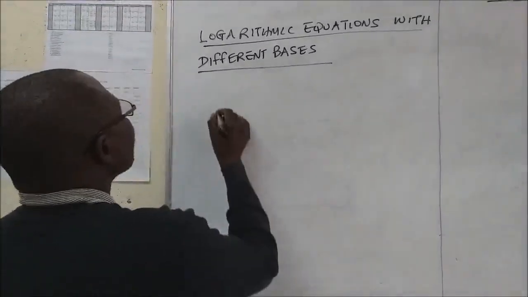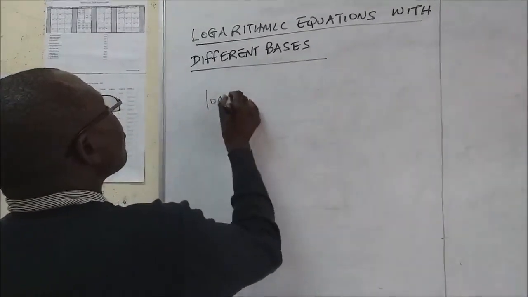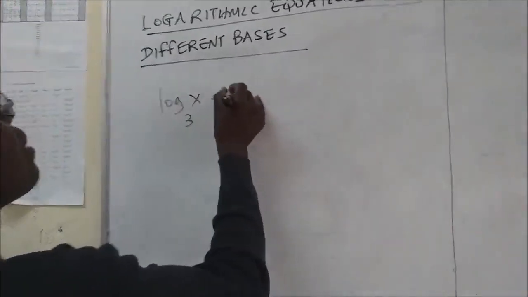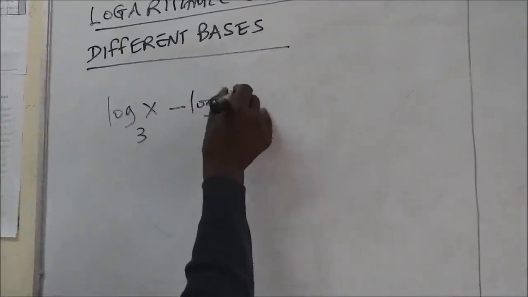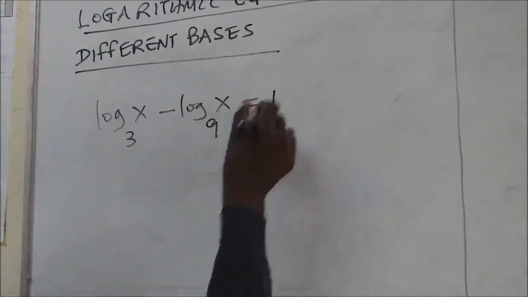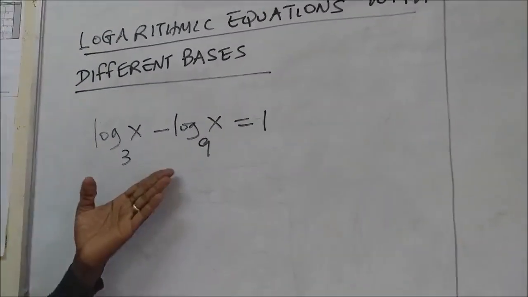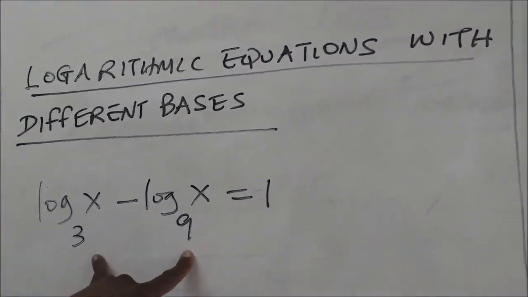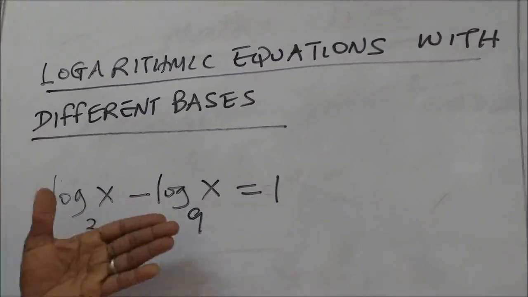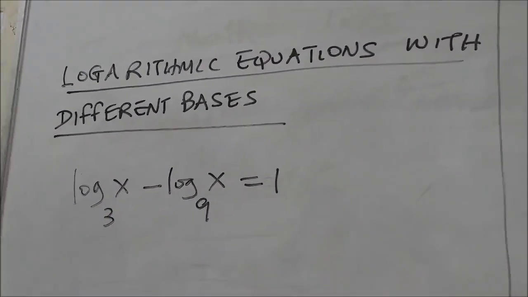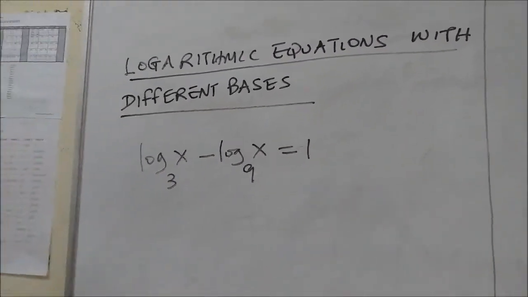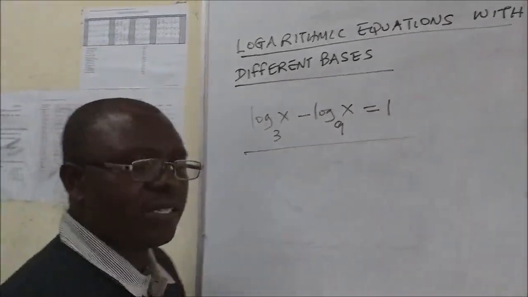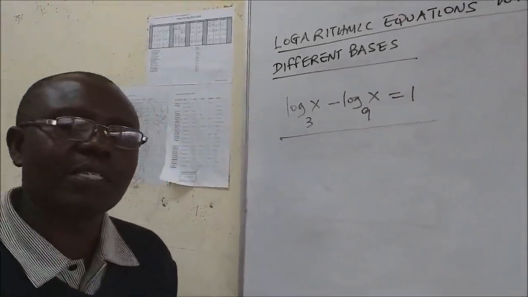For example, log of x to base 3 minus log of x to base 9 equals 1. You can see the bases are different, and the approach to solving this is not like what we've discussed in the past. Before we discuss this, I would like to remind you of two concepts.